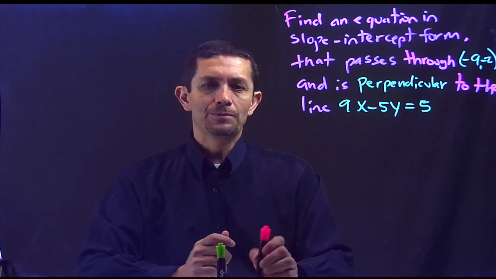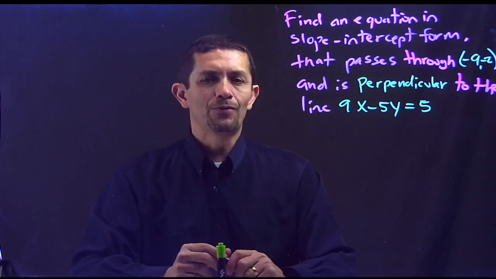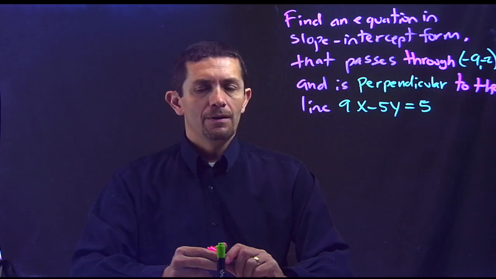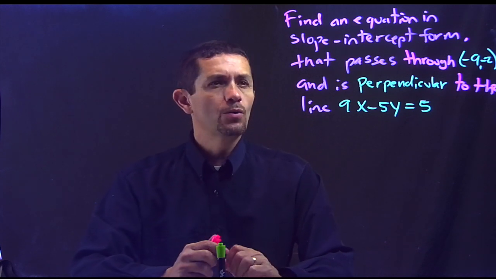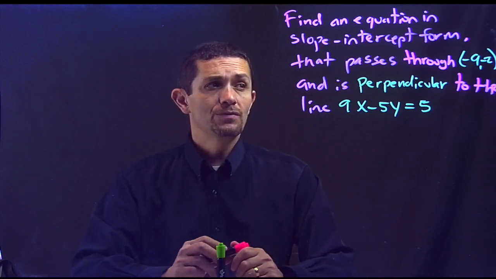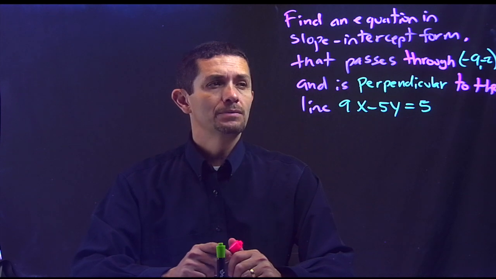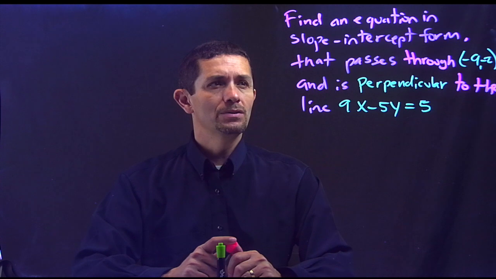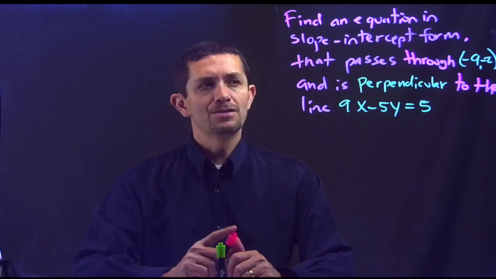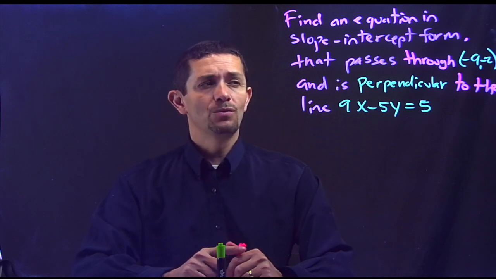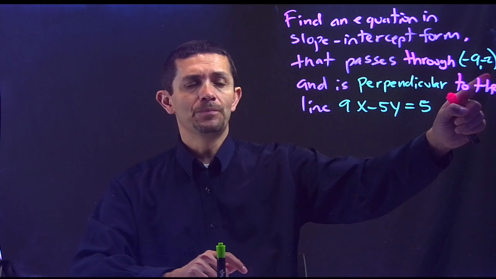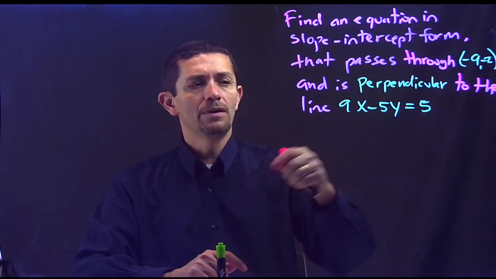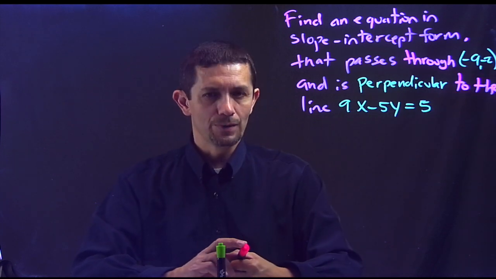Hi, this is Mr. Urrego, and today we're going to find an equation. Let's read the problem. It says, find an equation of the line in slope-intercept form that passes through the point (-9, -2) and is perpendicular to the line 9x minus 5y equals 5.